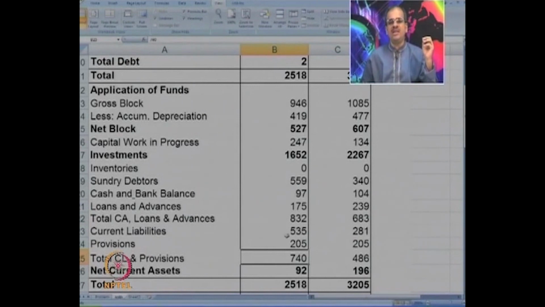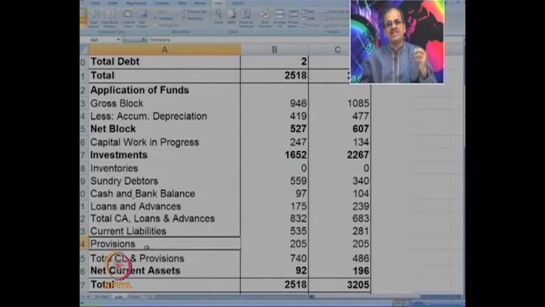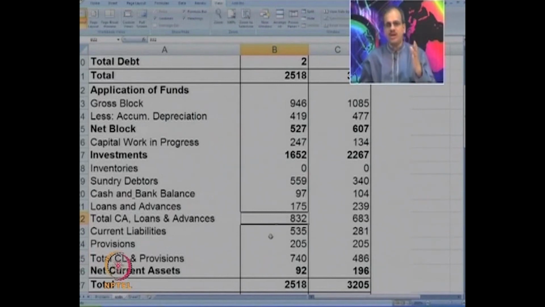Do not take only the figure of current liabilities, that is 535, because provisions are also a part of current liabilities in a broader sense. That is why total CL plus provision, this 940, we have to divide by 832. Are you getting me?